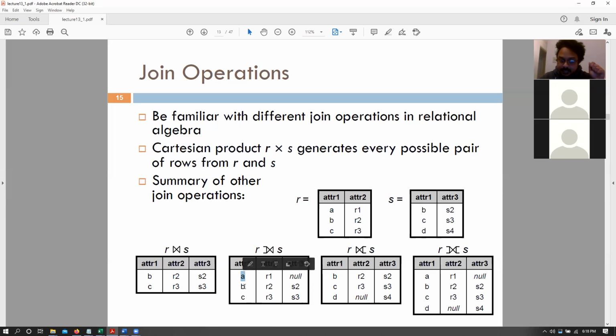So that becomes a left outer join. Essentially A, B, C stays. The corresponding attribute 2 values come up as well, so R1, R2, and R3. Now for attribute 3, we have S2 and S3 for B and C. But there is no corresponding value for A, right? So we get a null there. That is a left outer join when we want to keep all the values that are in R in our resultant join values. That was not the case when we performed a natural join. This is for a left join, right?